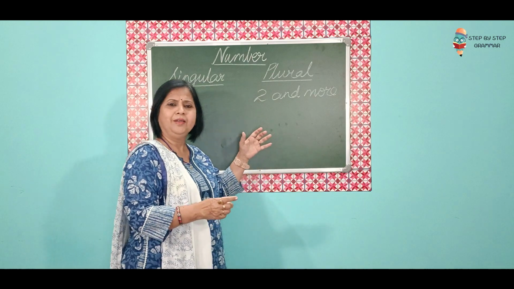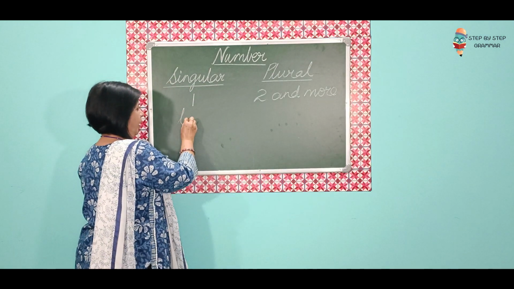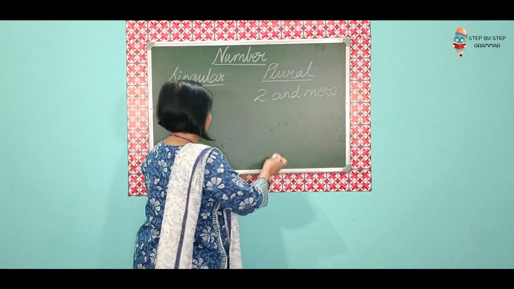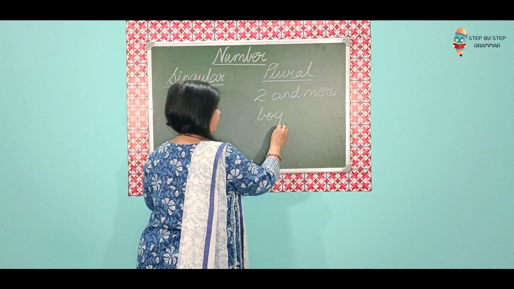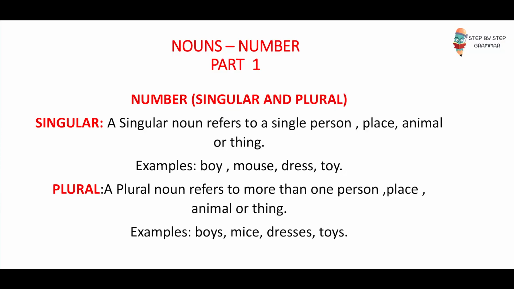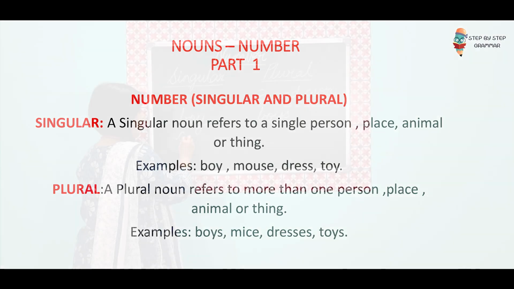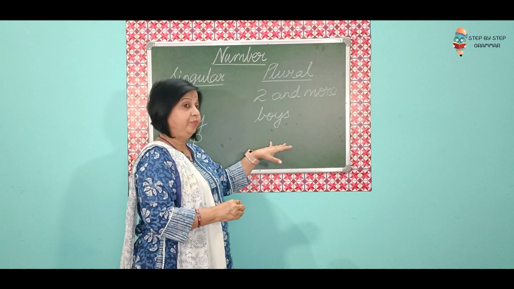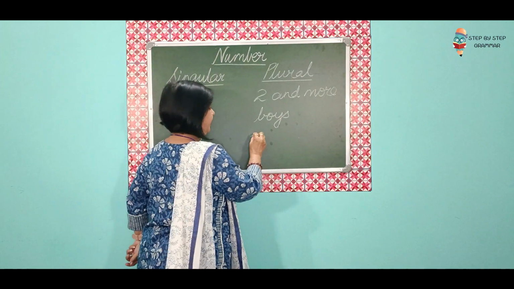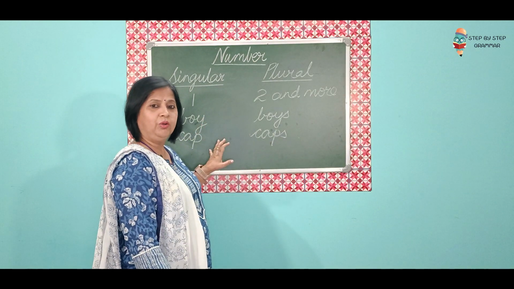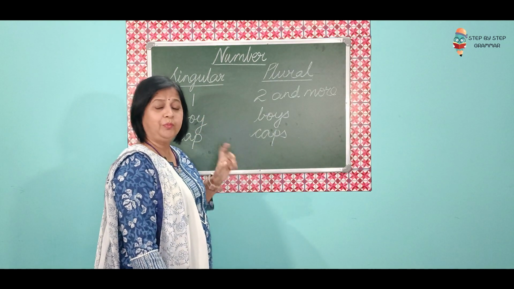So very easy. Boy, one boy, two boys, three boys, many boys. Similarly, a girl, girls, some girls. Okay, then we can also have cap. I wore a red cap. They were all wearing red caps. So this is it, singular and plural.